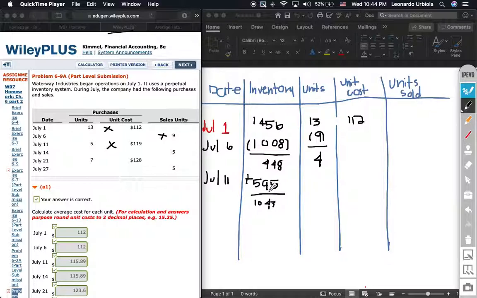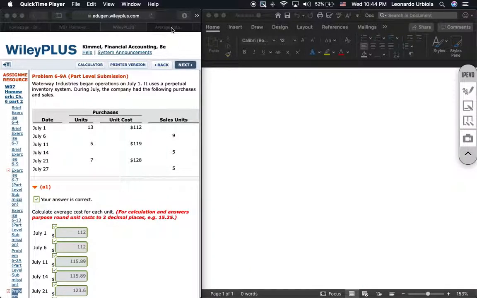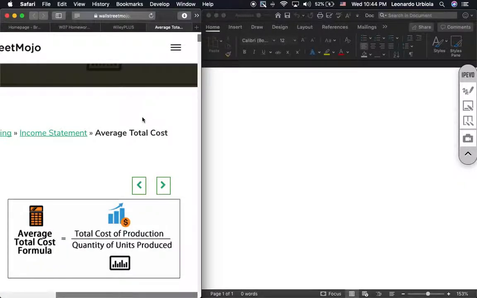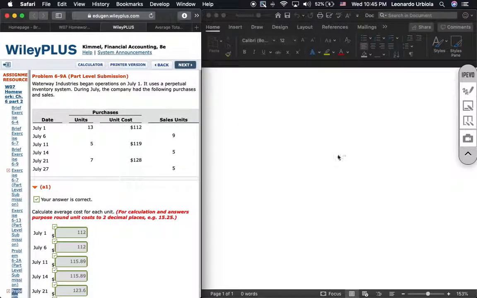Okay, so now, I'm sorry, and also we see here that we bought 5 units, right? So now the total units that we have on July 11 are 9 units. So in order for us to get the unit cost, we need to divide. The formula to calculate the average cost for each unit is the total cost of production, which is kind of the inventory, divided by the units that we have.